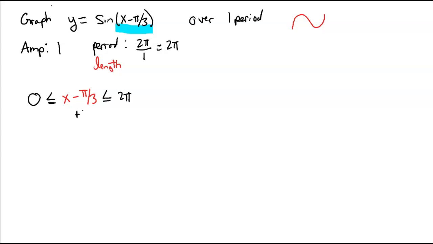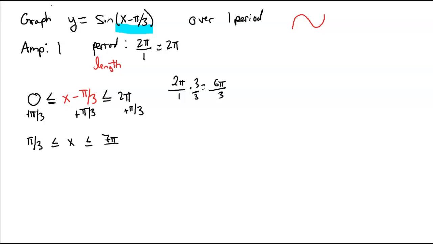So I'm going to go ahead and add pi over 3 to both sides. Now, 0 plus pi over 3, that's an easy one. That's just pi over 3. For the 2 pi plus pi over 3, we do have to do a little bit of manipulation. We can't just add them because they don't have the same denominator. So recall that 2 pi is really 2 pi over 1, multiplied by 3 over 3. So this is the same thing as 6 pi over 3. So 6 plus 1, that will give me 7 pi over 3.